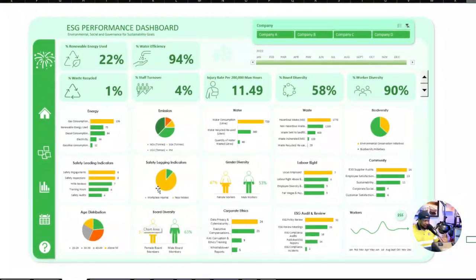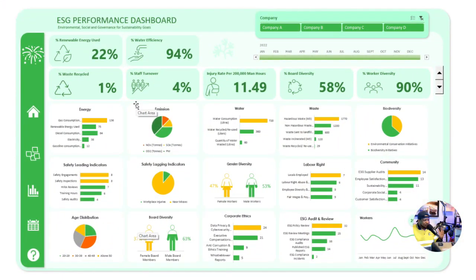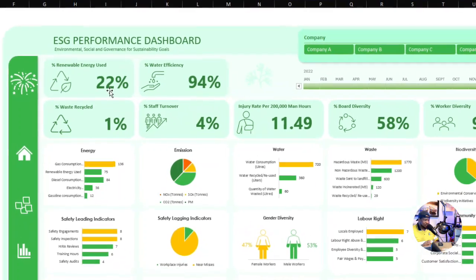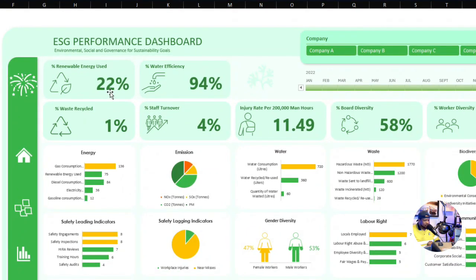So that is what we've been putting together in this template. So without wasting time, let's head over to this dashboard right here, which I did mention I'm going to give to you absolutely for free with no strings attached. Basically, we are looking at a number of key performance indicators. As you can see over here, we're looking at the percentage renewable energy used, the percentage water efficiency, the percentage waste recycled, the percentage staff turnover, the injury rate per 200,000 man hours, the percentage board diversity, and the percentage worker diversity. And then we look at the various focus areas as far as the KPIs are concerned.